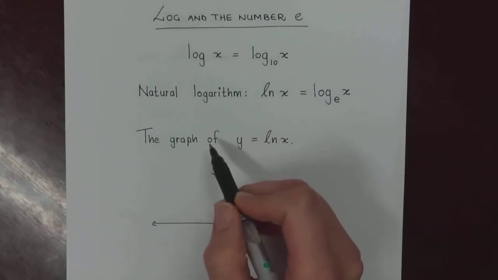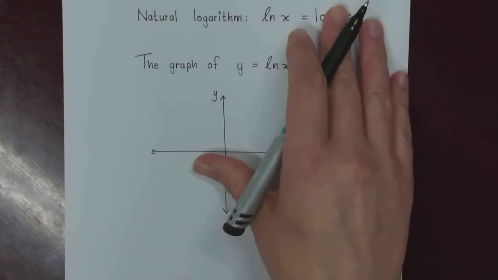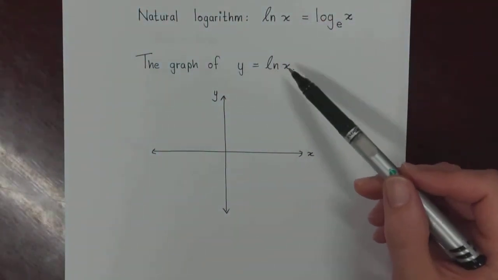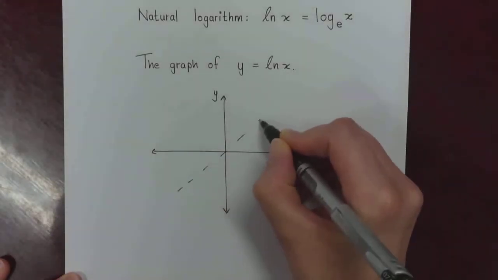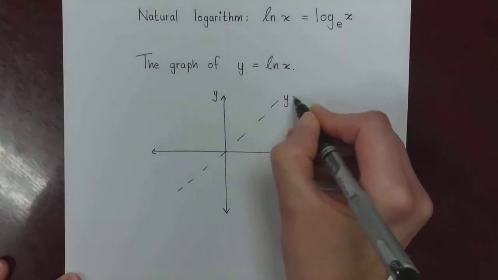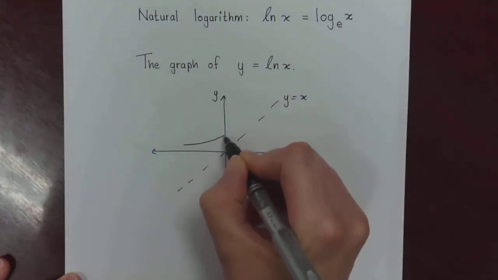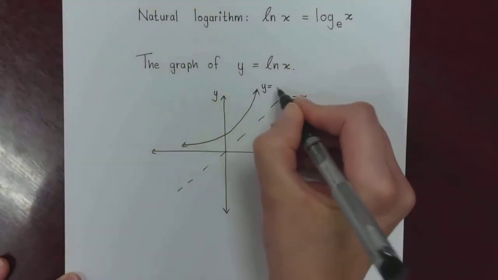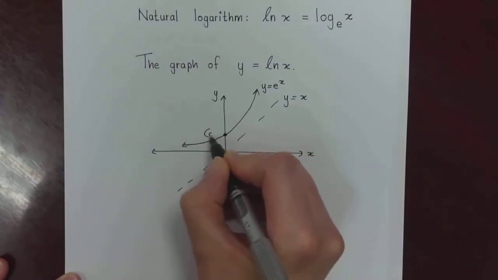Now, quickly we need to talk about the graph of y is equal to ln x, and that relates directly to the fact that ln of x is the inverse function. So inverse functions always reflect around the line y is equal to x, and it's specifically the inverse function of that graph we've just drawn, which is y is equal to e to the power of x, which has got a y-intercept over there, which is the point 0, 1.